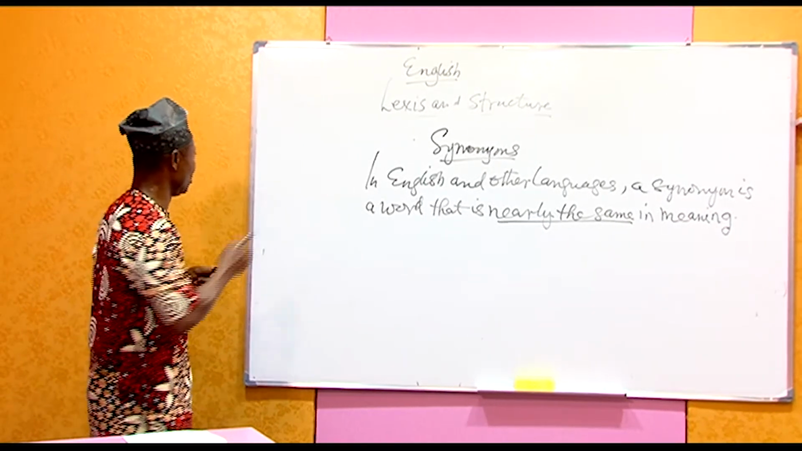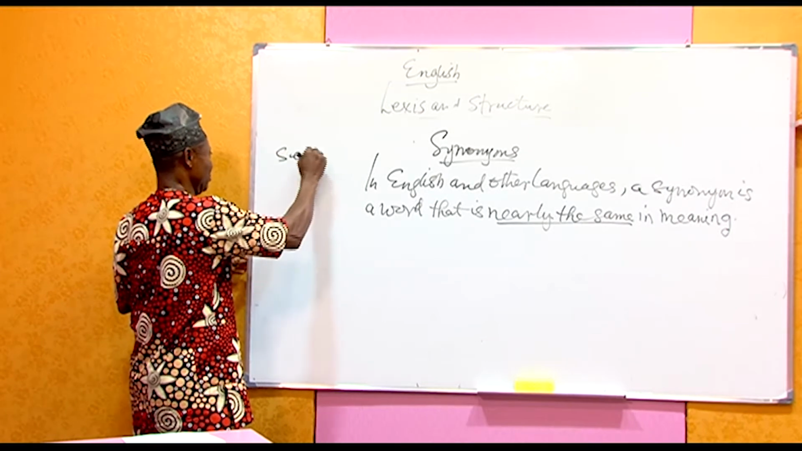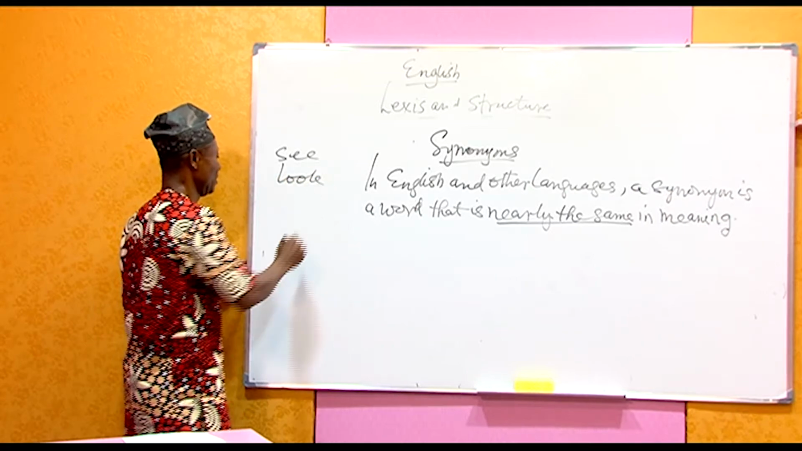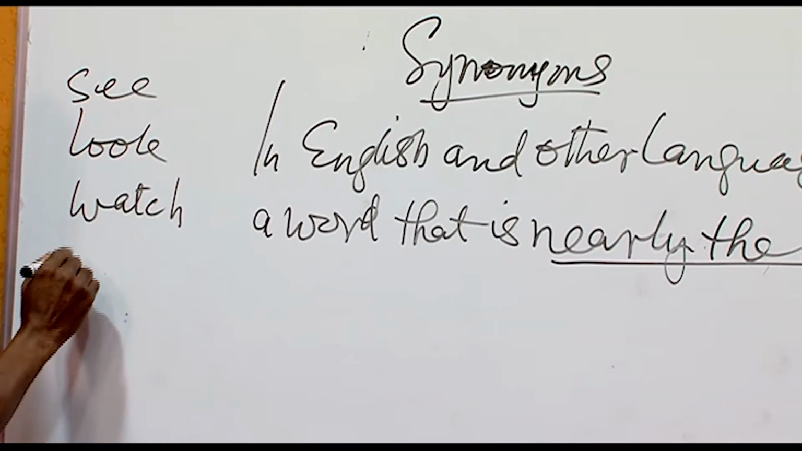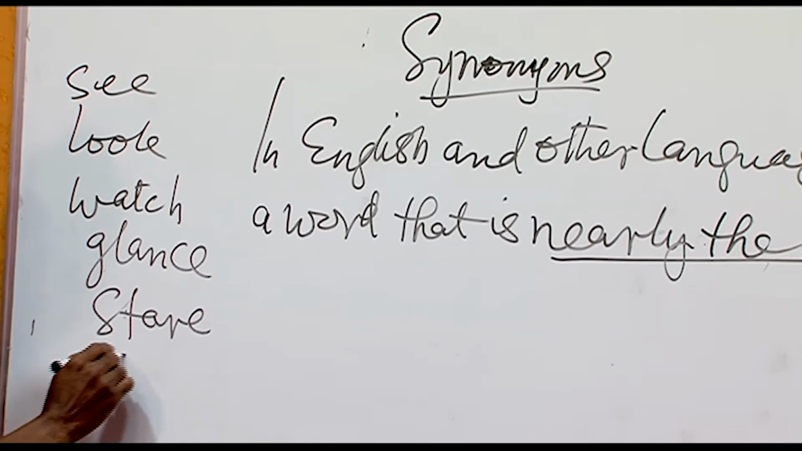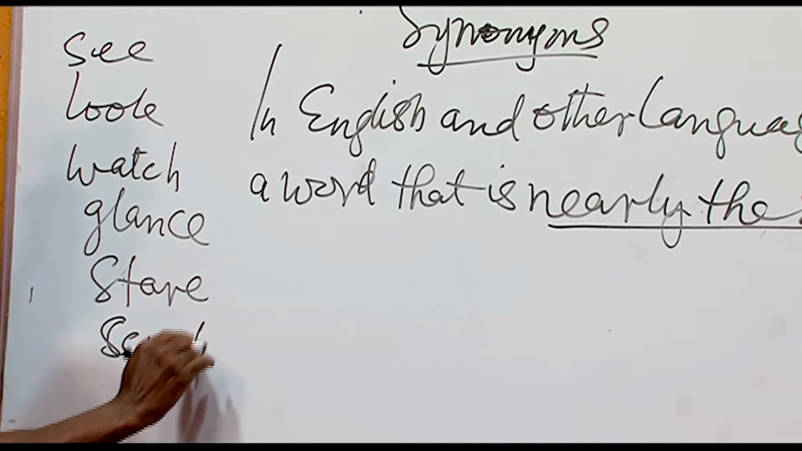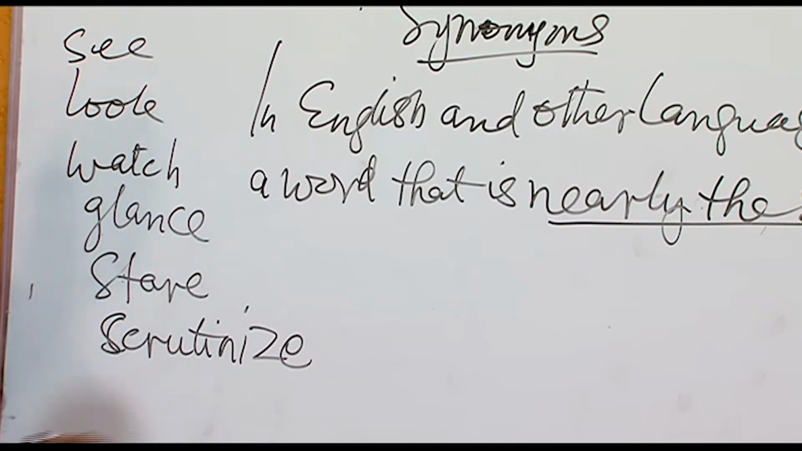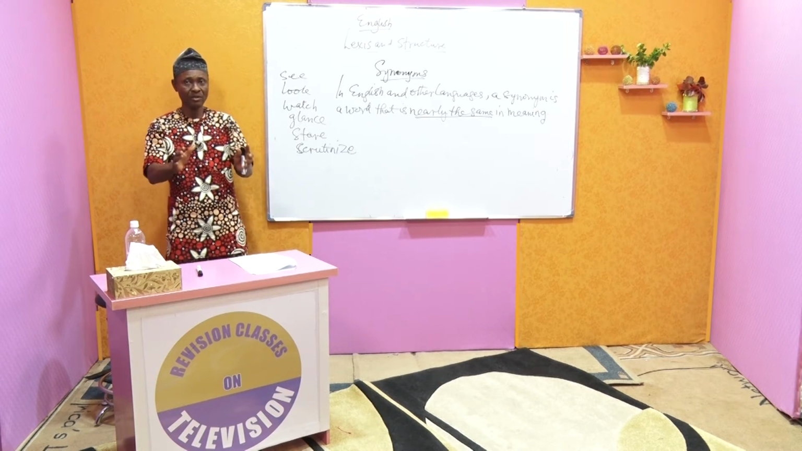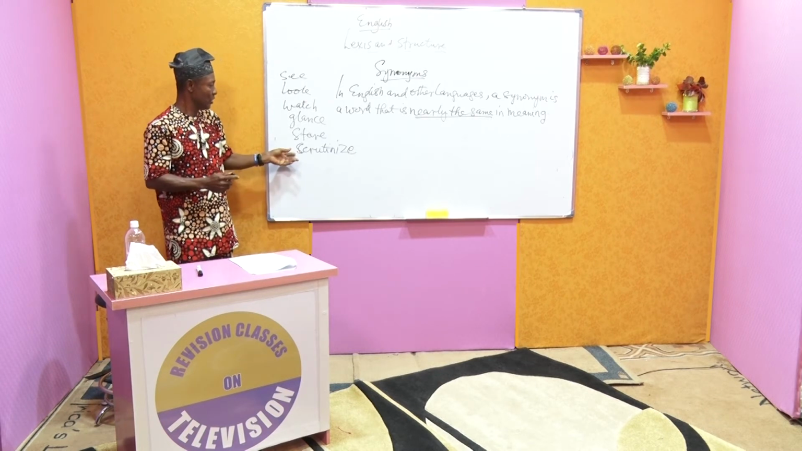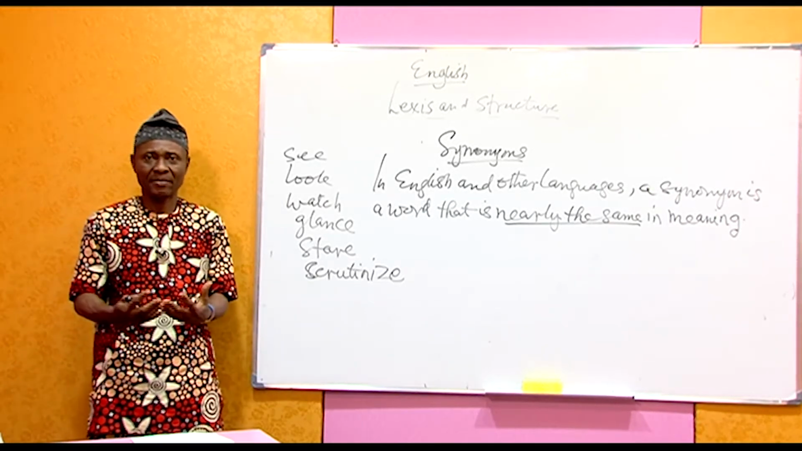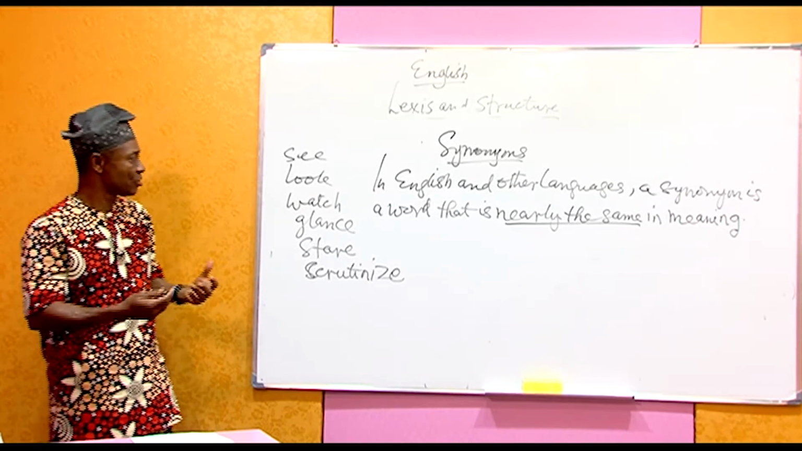For instance, when you see, you use sight, it denotes sight. Then you can also look. You can also watch. You can also glance. You can also stare. You can also scrutinize, and so on and so forth. But do we look TV? We don't look TV. We watch TV. We scrutinize a material to get the substance of that material. That is scrutiny.